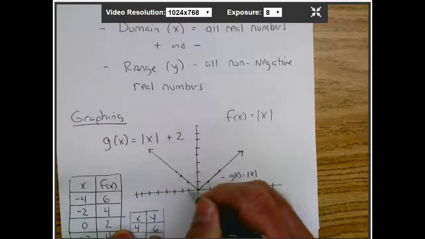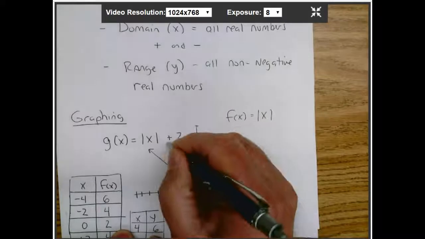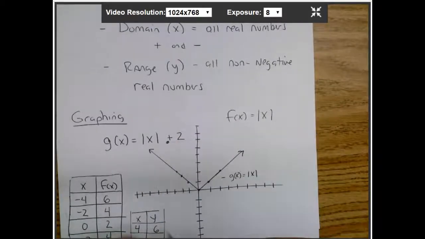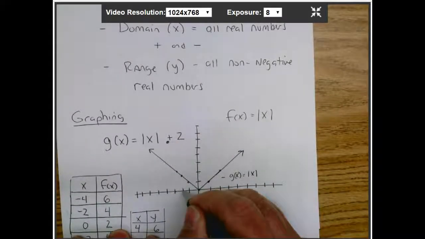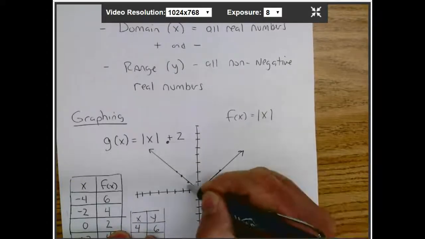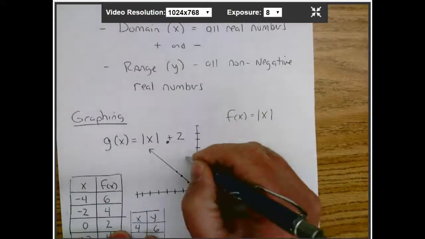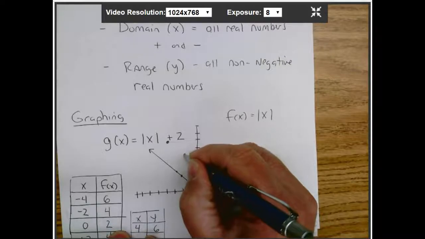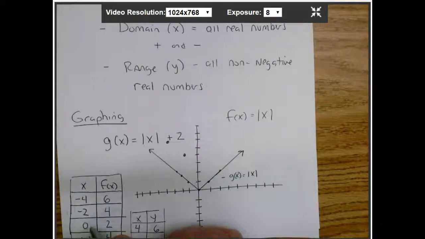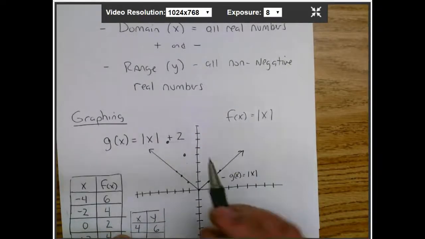And then it would be 4, 1, 2, 3, 4. There we go, right there. And then we would do negative 2, 1, 2, and then it would be 4. So it would be 1, 2, 3, 4, right around there.